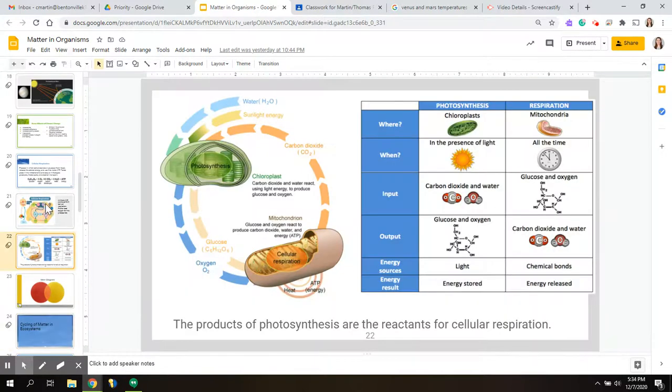But the main idea for this one, guys, is the reactants and the products just being reverses of each other, and the idea that plants also do cellular respiration.